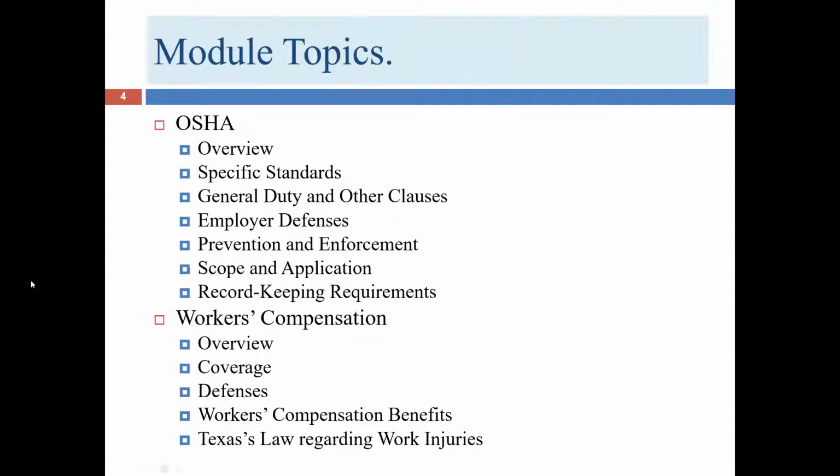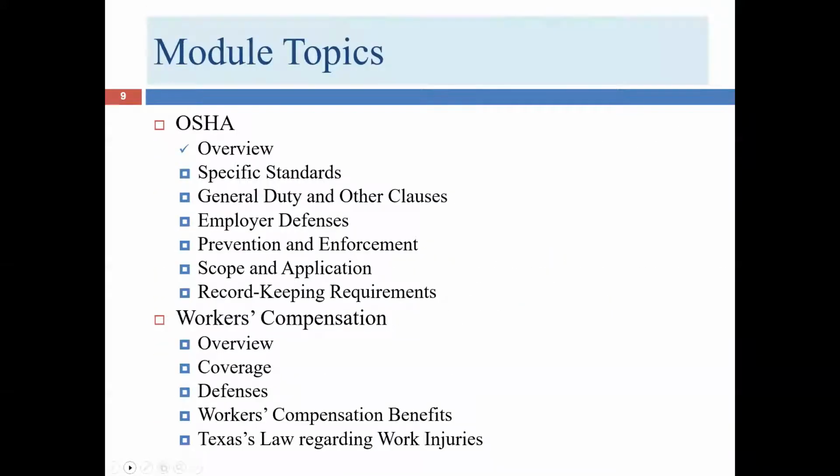Next, we talked about employer defenses to OSHA complaints, and we discussed the topic of prevention and OSHA enforcement. Today we're going to be talking about the scope and application and record-keeping requirements, and then we're going to turn to the topic of workers' compensation law. And so let's get started.